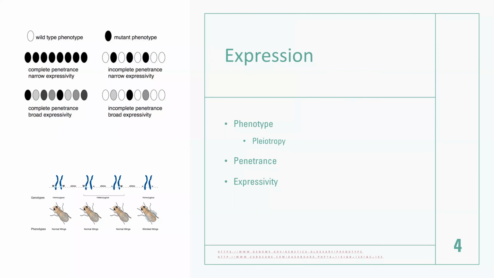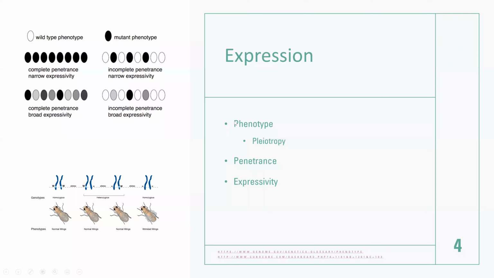Now we get to the actual expression of these genes. And for that, we need to consider the phenotype. And the phenotype is the physical manifestation of the gene, whether it's visible or not. It may just be an infinitesimally small part of your body, or it may be something that you can visibly see, like the color of someone's eyes or their hair.